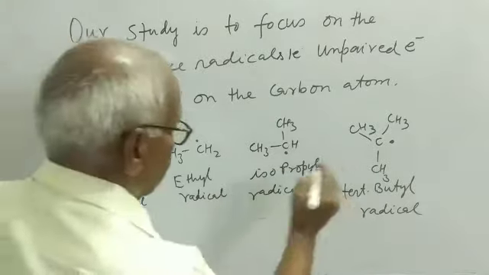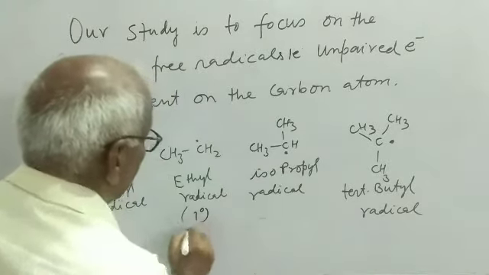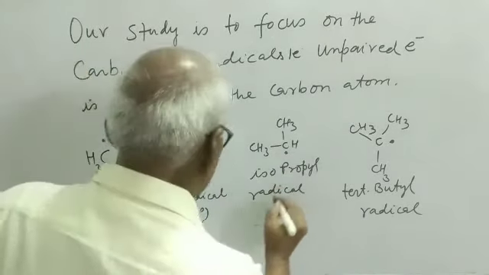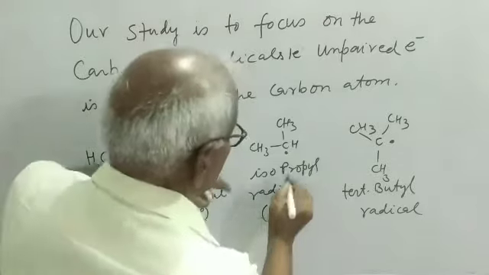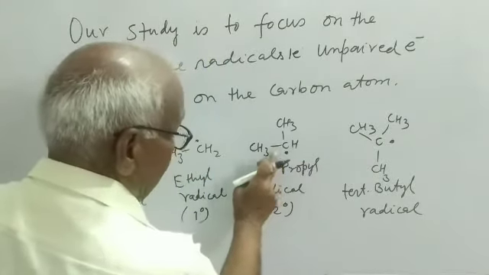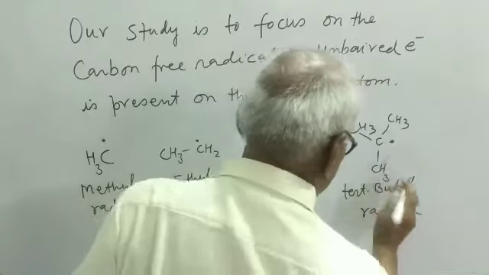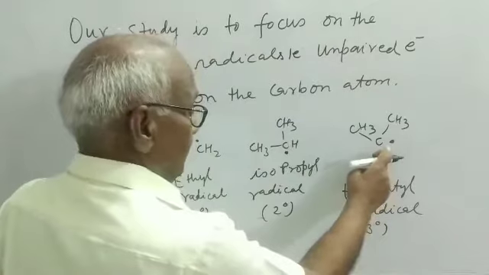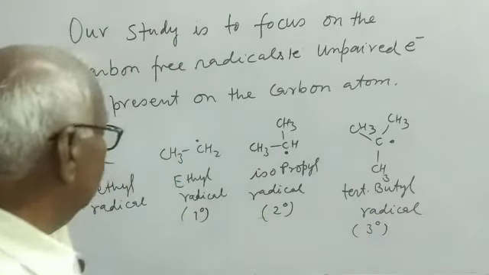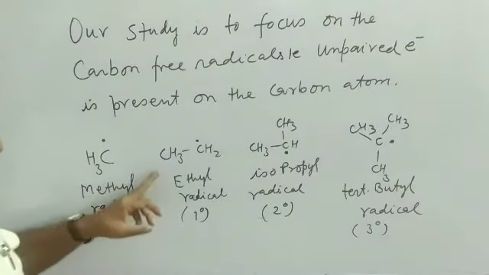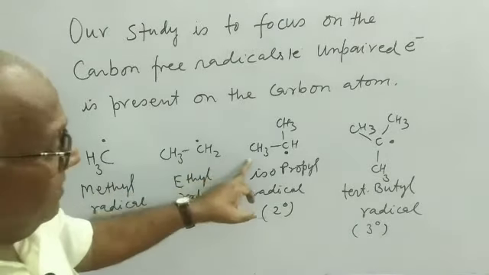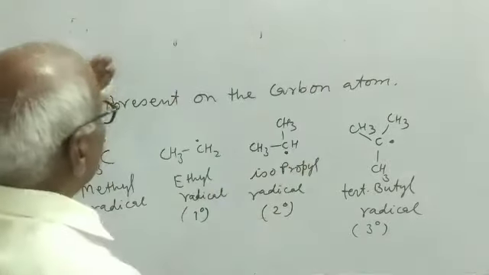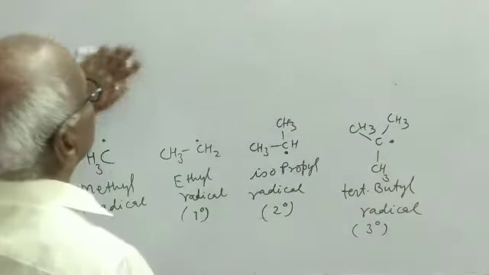You can classify it as 1 degree because the unpaired electron is present on the 1 degree carbon or the primary carbon. This is 2 degree because the unpaired electron is present on the secondary carbon or 2 degree carbon. Similarly, it is 3 degree because the unpaired electron is present on the tertiary carbon or 3 degree carbon. So we may classify as primary free radical, secondary free radical and tertiary free radical. All these free radicals are saturated. There are some unsaturated free radicals too.